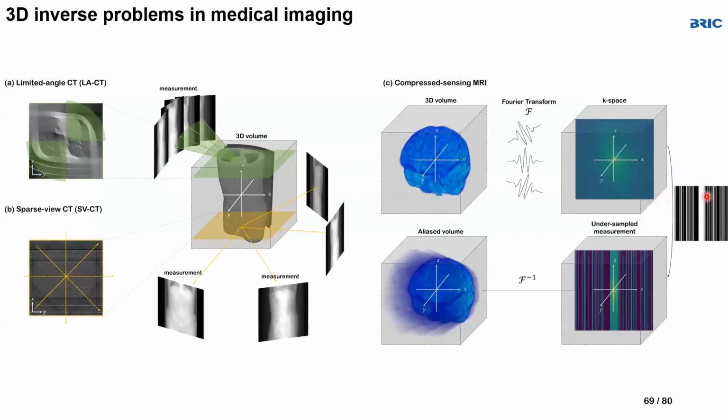Now, by 3D inverse problem, we can think of the following 3 representative examples. On the left, we have limited angle CT, where we only have measurements in the limited green angles. Sparse view CT considers the case where we have very few projections at hand, for example, a 4-view CT. Finally, compressed sensing MRI of 3D volumes is also a case of 3-dimensional inverse problem.